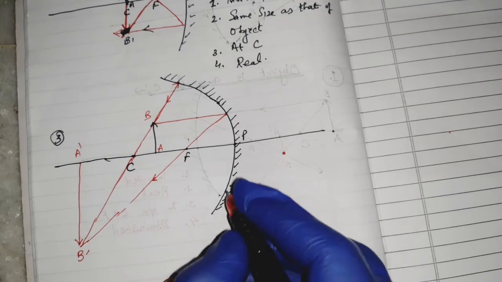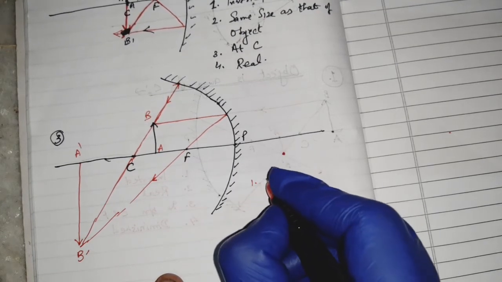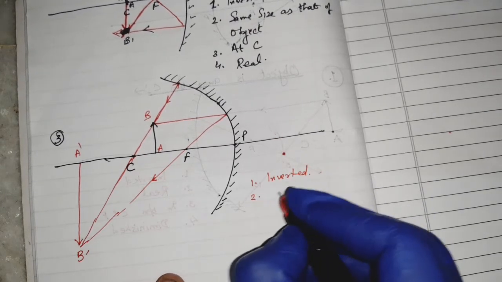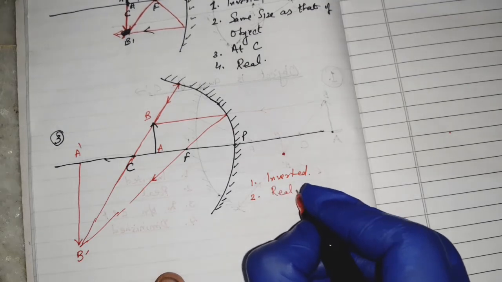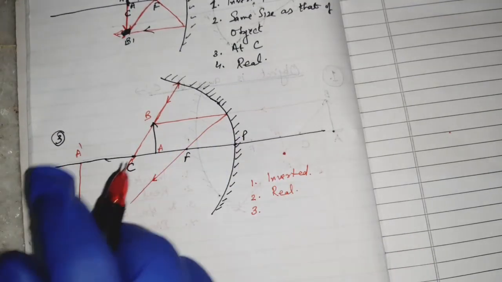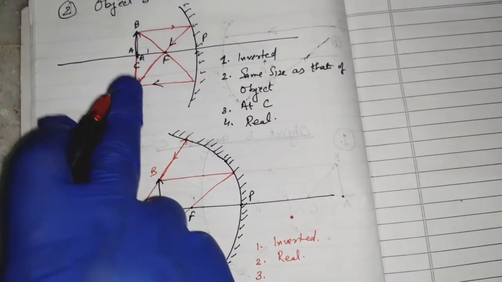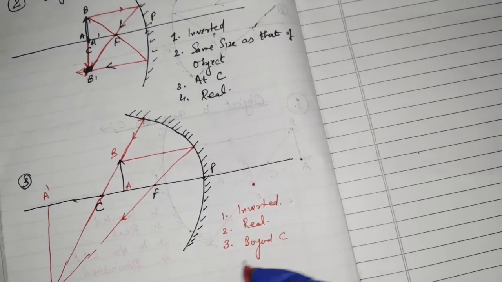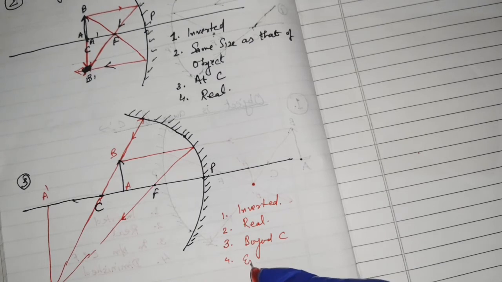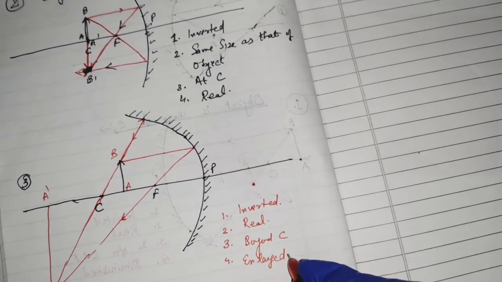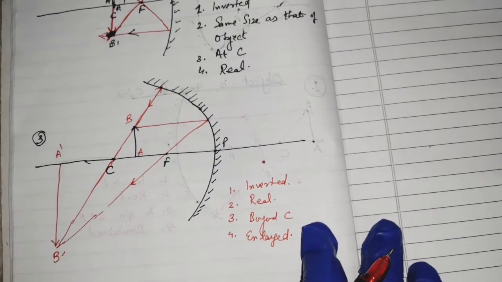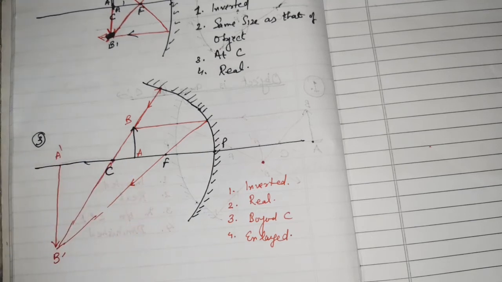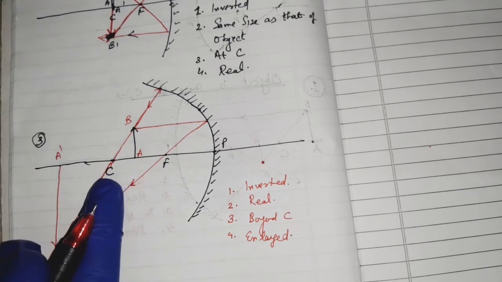So what type of image is there? Again an inverted image. Again a real image, but now the position is different. In the above case it was formed at C, now it is beyond C, and number 4, enlarged. It is not diminished, it is enlarged. So we have discussed 3 cases: where the object was beyond C, then object at C, then object between C and F.